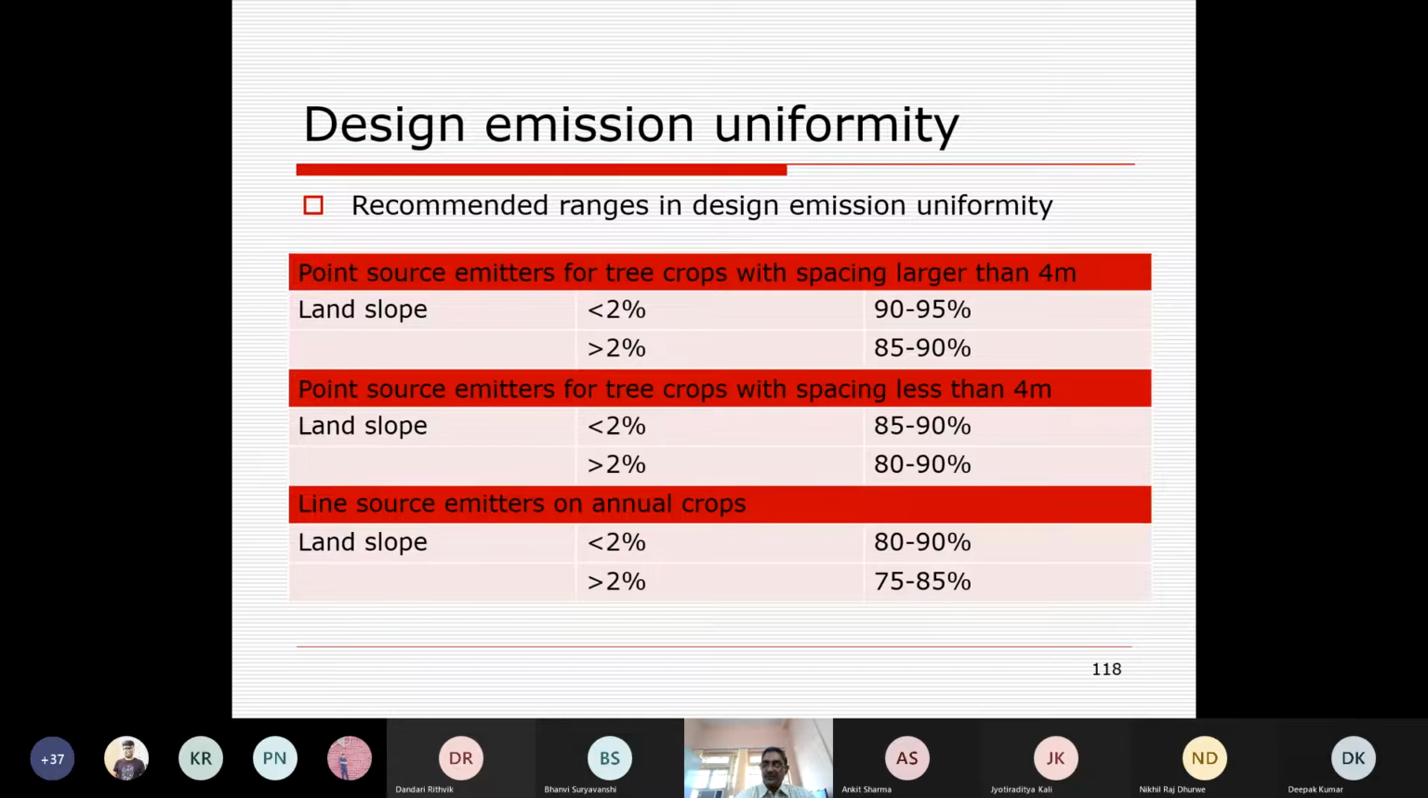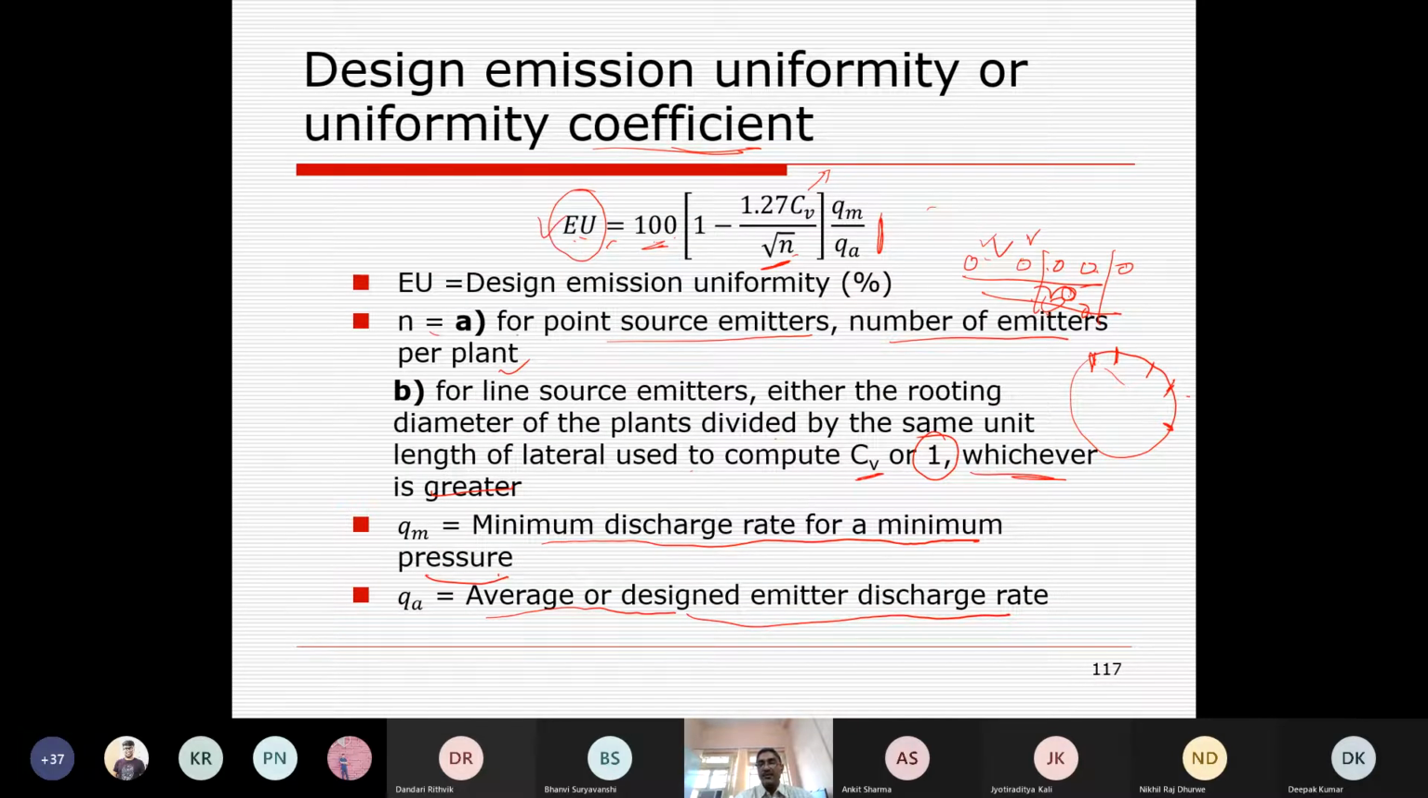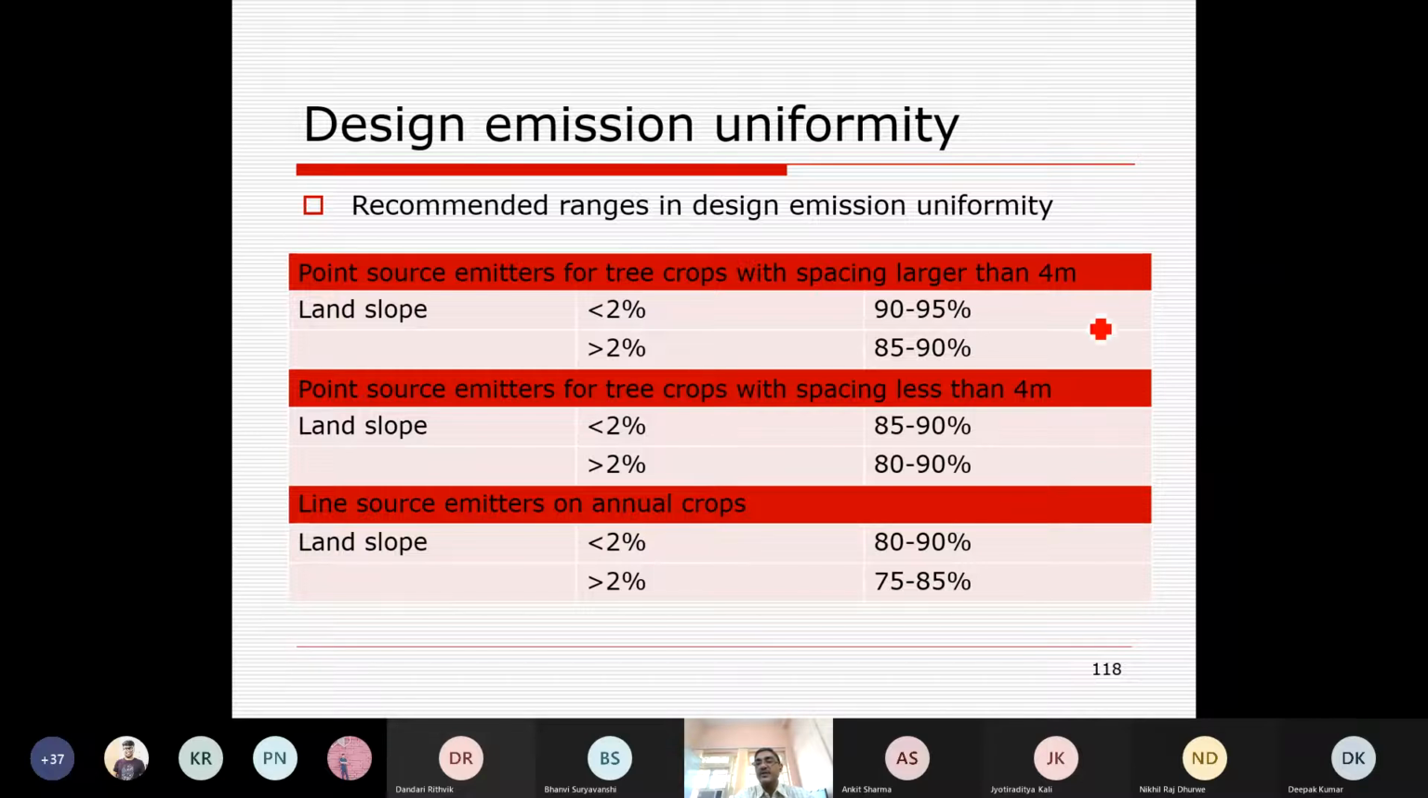Now design emission uniformity. Here we usually have high emission uniformity recommended for a drip irrigation system, maybe greater than 90, but usually it is taken more than 95. However, there are different conditions. Recommended range in design emission uniformity: point source emitter for tree crops with a spacing larger than 4 meter by 4 meter, and if the land slope is less than 2%, it is 90 to 95%. If it is greater than 2%, 85 to 90% is also acceptable.